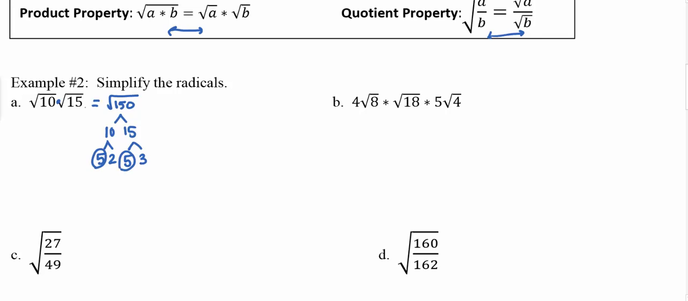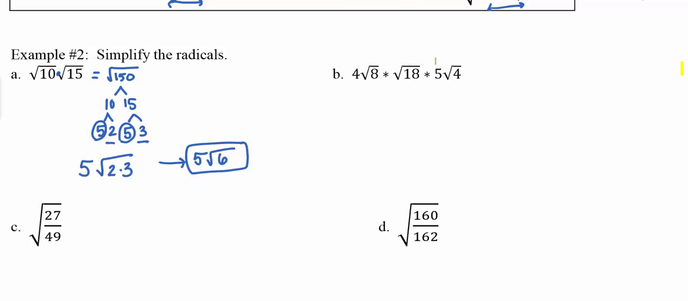So I have 1 pair of 5s. Remember, I'm looking for 2 of a kind. So that means I can bring out a 5 in front, but I had a 2 and a 3 left over. So those both need to stay under the radical. But we always do math and multiply things out. So that ends up being 5 root 6, because 2 times 3 is 6.